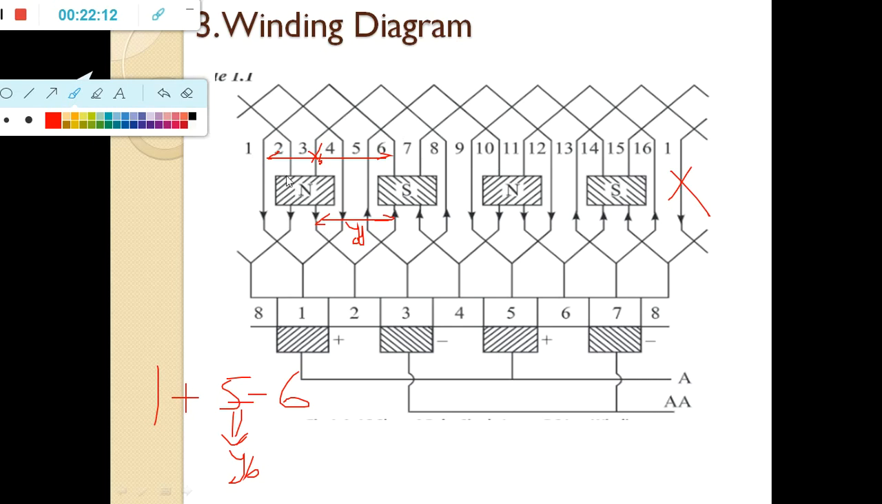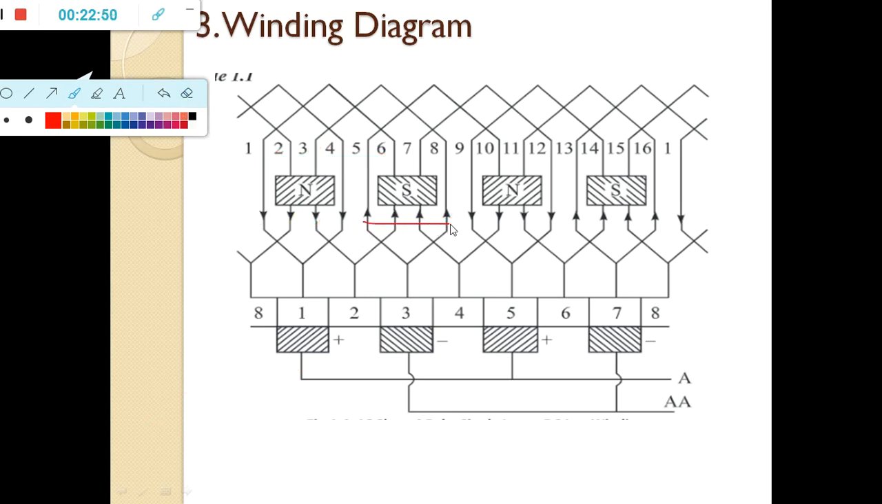That's why this north pole will cover 4 conductors. So the first 4 conductors, 1, 2, 3, 4, are under the north pole. If it is under the north pole, the current direction is towards the commutator. You can observe here the current direction is towards the commutator. And the next 4 are under the south pole, and the current direction is reversed. It means it is away from the commutator.